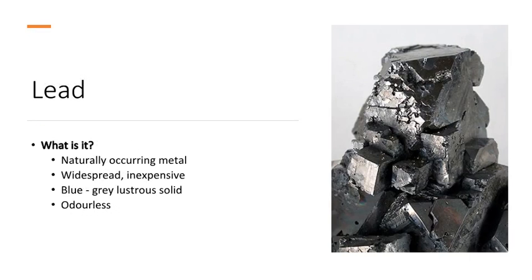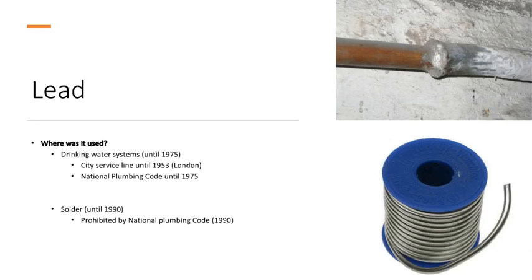What is lead? Lead is a naturally occurring metal. It's widespread, inexpensive, it's a blue-gray lustrous solid, and it is odorless. Where is lead used? It was used for drinking water piping systems until 1975. It was used in the city service line until 1953, London. It was part of the National Plumbing Code until 1975. It was also used for soldering until 1990, but it's now prohibited by the National Plumbing Code, 1990.